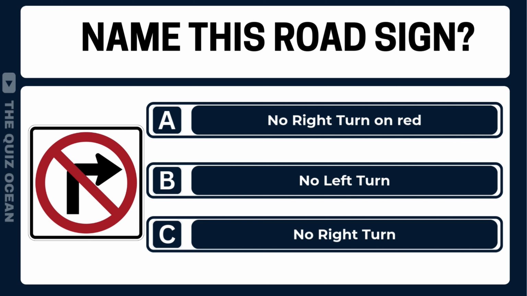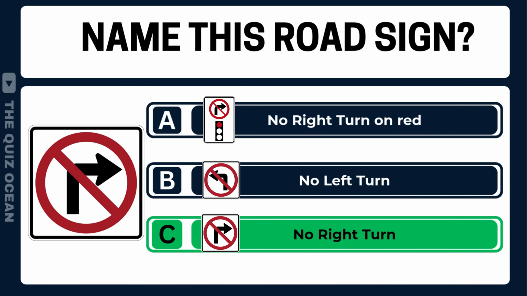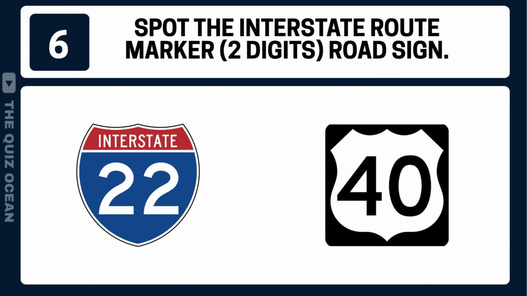Name this road sign. A. No right turn on red. B. No left turn. C. No right turn. The answer is C. No right turn. Spot the interstate route marker, 2 digits road sign.